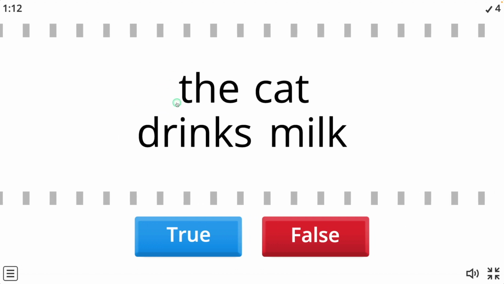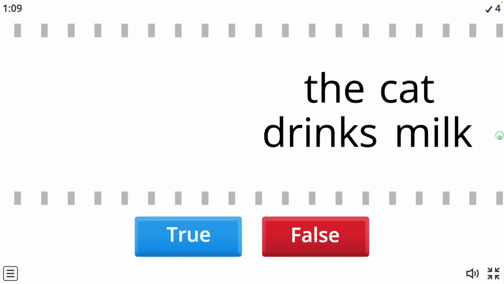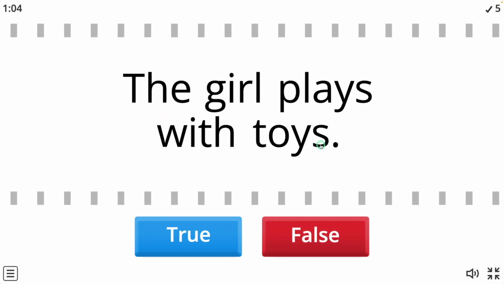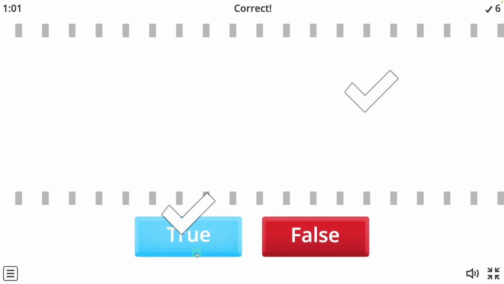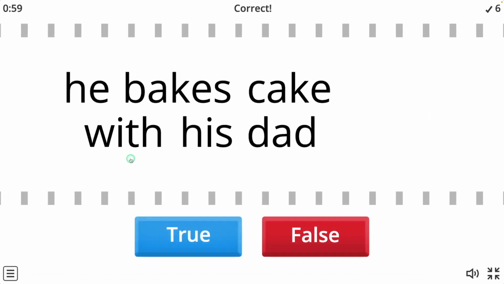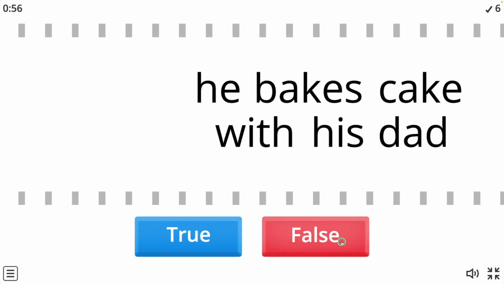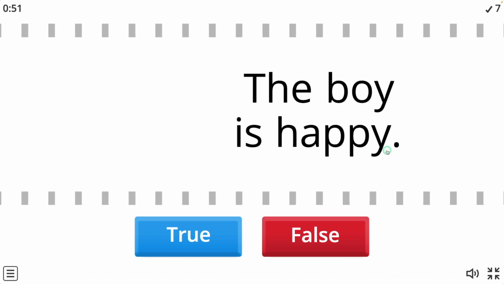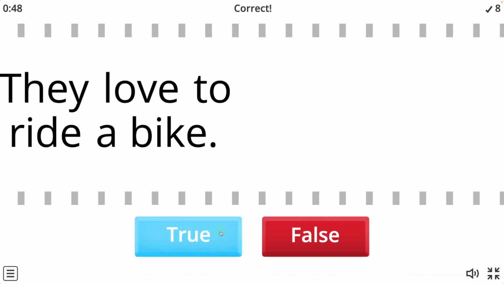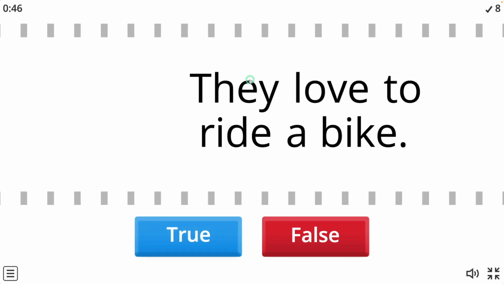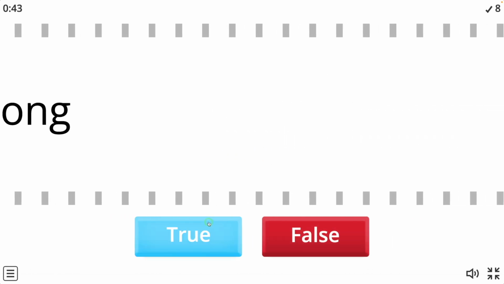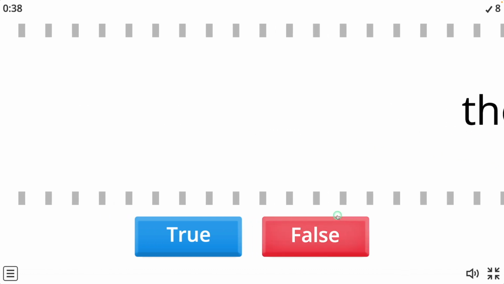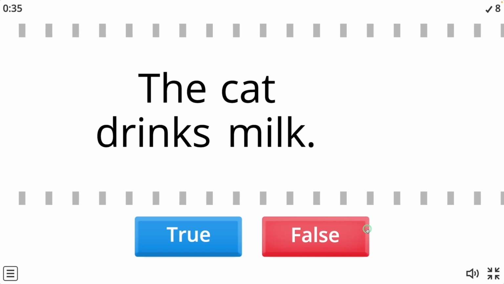Okay, I see a lowercase here. No. False. The girl plays with toys. Capital, period. True. That's right. Lowercase. No, false. Let's see. Uppercase, the boy is happy, period. Okay, that's true. This is so fast. Okay, do you think you can finish? I missed one. They sing a song. Lowercase. Okay. Alright, I think you could do better than me.